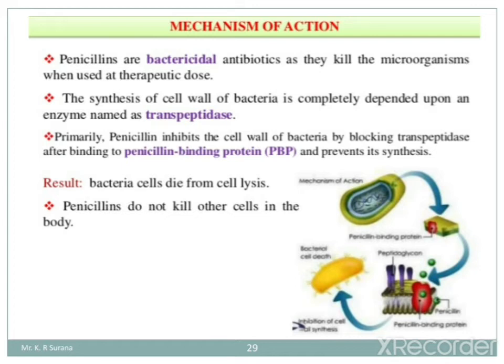Once this blockade occurs, they prevent the synthesis of the bacterial cell wall. So it results in the bacterial cell dying from lysis. Through the cell lysis process, the bacteria die. Penicillin does not kill other cells in the body, meaning it acts selectively on bacterial cell walls only. It will not act on any other kind of cell like human cells. This is the point that we need to remember.